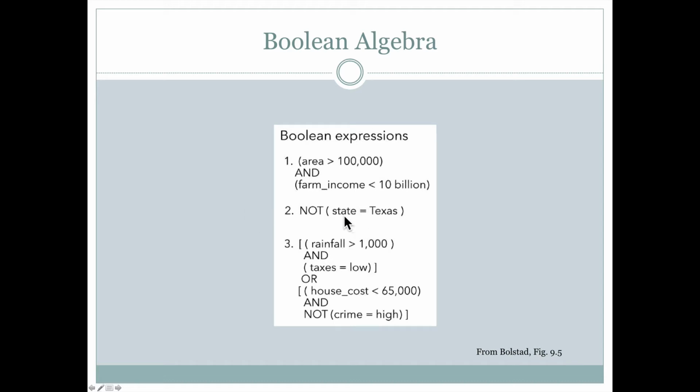Another way we can use Boolean algebra is to select something like state equals Texas, and then not would select everything that was not the state equal to Texas. This would be pretty similar to the set algebra thing that we could do, not equal to.